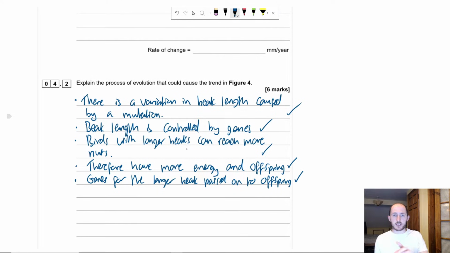And lastly, and this last point is so critical, because to get a level 3, which is 5 or 6 marks, you have to say this when it comes to evolution, okay? You have to say that it's repeated over many generations. It must be linked to several generations, okay? So however you want to say this, repeated over many generations increases mean beak length.